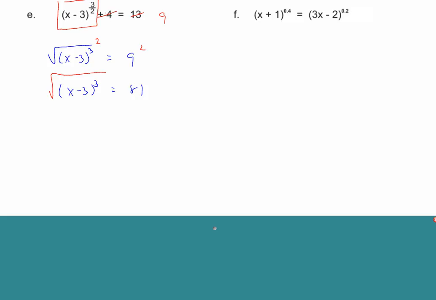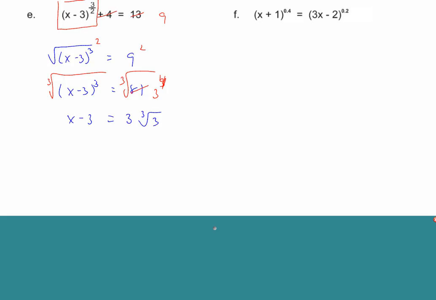You got to take the cube root of both sides. 81 is 3 to the 4th: 3 times 3 is 9, times 3 is 27, times 3 is 81. So the left is x minus 3, and the right is 3 times the cube root of 3.